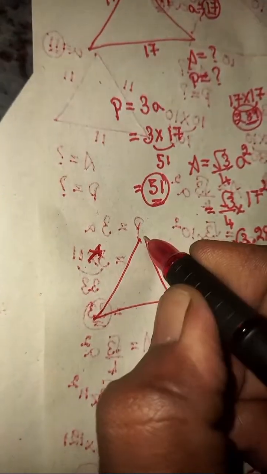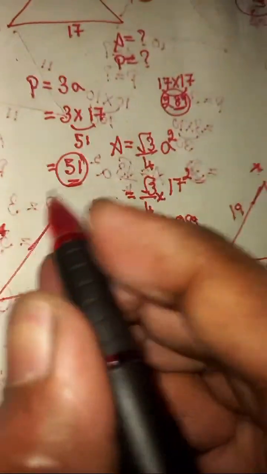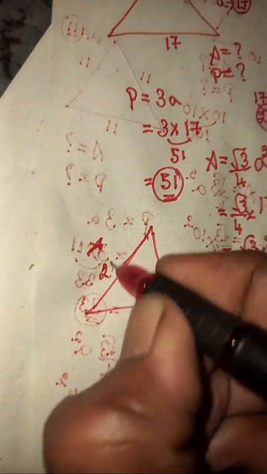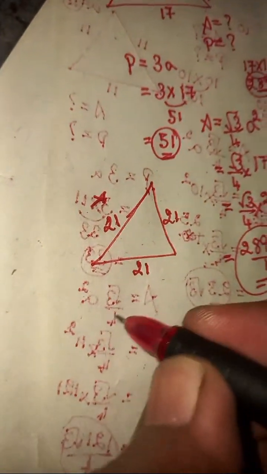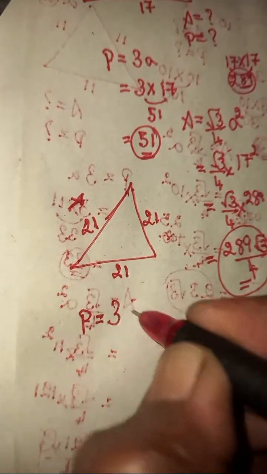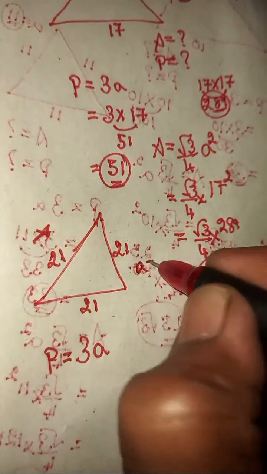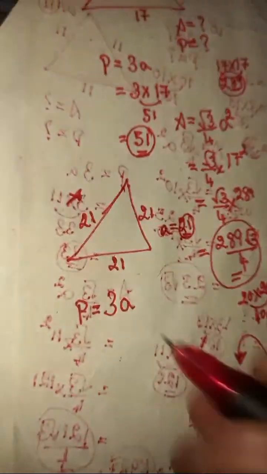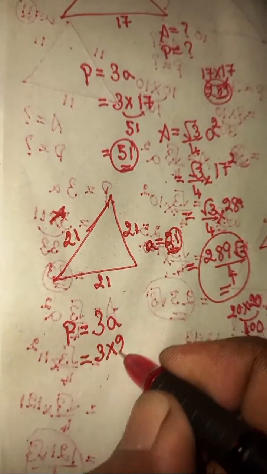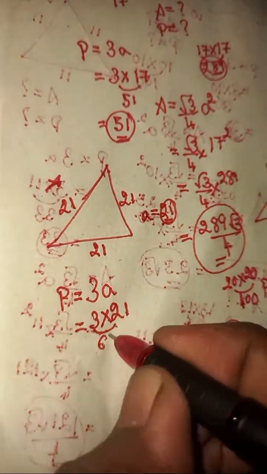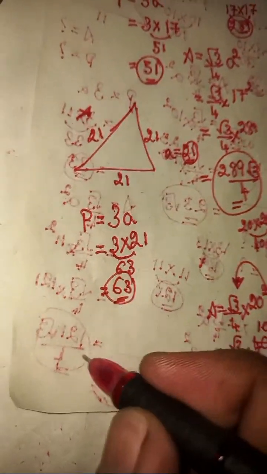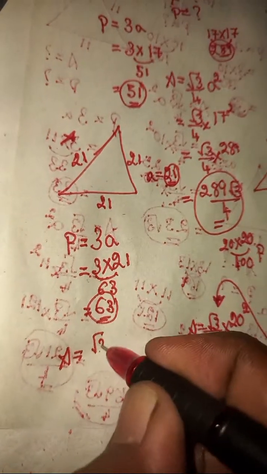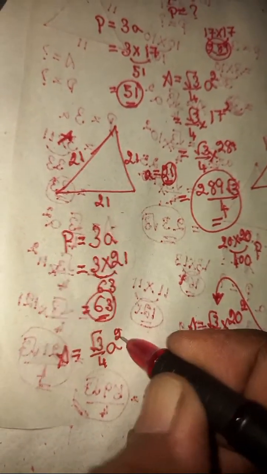In this triangle, they have given all sides equal to 21 units. If all sides are equal to 21 units, you're going to get perimeter as 3a, where a is 21 units. Here you're going to get 3 times 21. 3 times 21 is 63 units. Now you can get area equal to root 3 by 4 times a square.